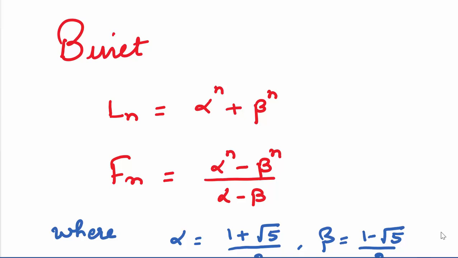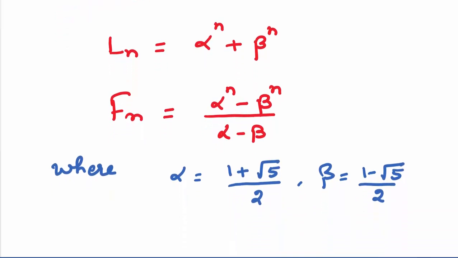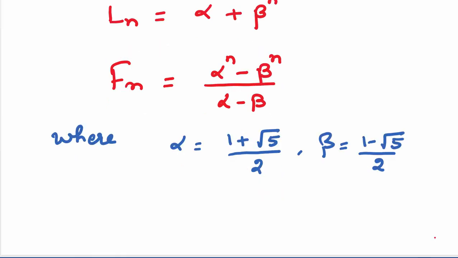Ln is nothing but alpha to the power n plus beta to the power n, and you already know that the Fibonacci numbers Fn are given by alpha to the power n minus beta to the power n upon alpha minus beta, where alpha and beta are the roots of the quadratic x squared minus x minus 1 equal to 0. Alpha is equal to (1 plus root 5) by 2 and beta is equal to (1 minus root 5) by 2. If you recall, we had defined what alpha and beta are when we did the Fibonacci numbers.